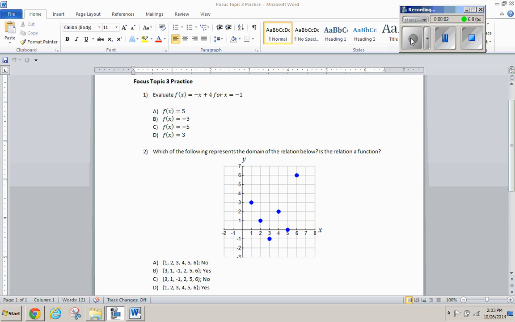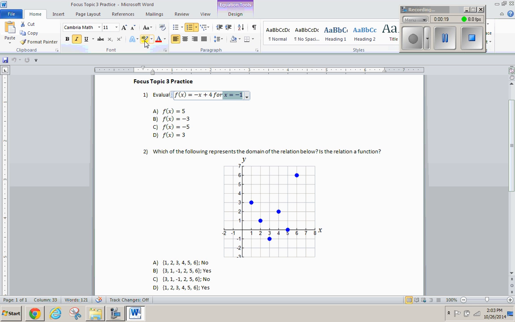Okay, focus topic 3 is pretty short, guys. On number 1, here is what you're going to do. It says f of x equals negative x plus 4, and it wants you to evaluate it for x equals negative 1. That's what it wants us to evaluate.